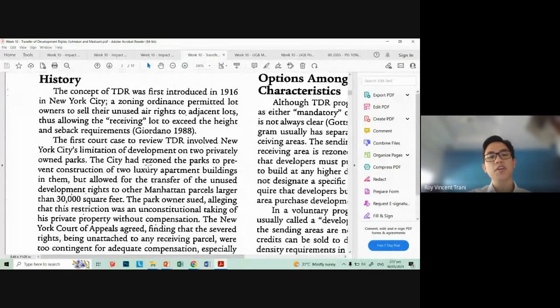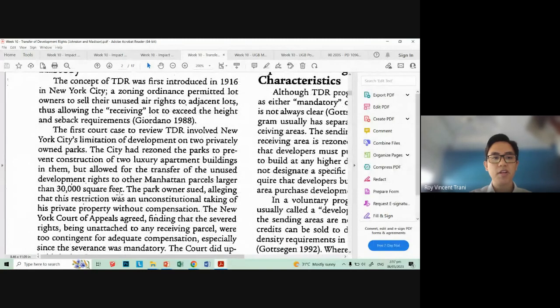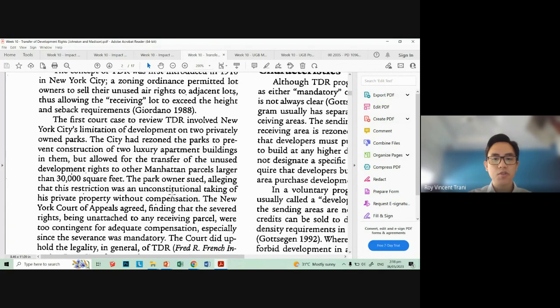So let's just continue. The first court case to review a TDR involved New York City's limitation of development on two privately owned parks. The city had rezoned parks to prevent construction of two luxury apartment buildings in them, but allowed for the transfer of unused development rights to another Manhattan parcel larger than 30,000 square feet. The park owner sued, alleging that this restriction was an unconstitutional taking of his private property without compensation.